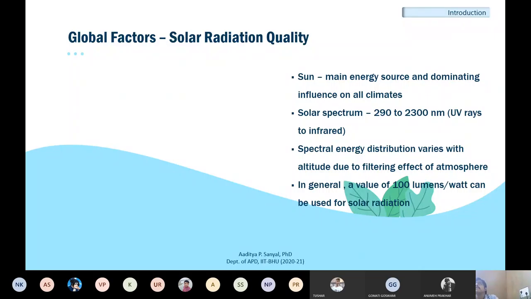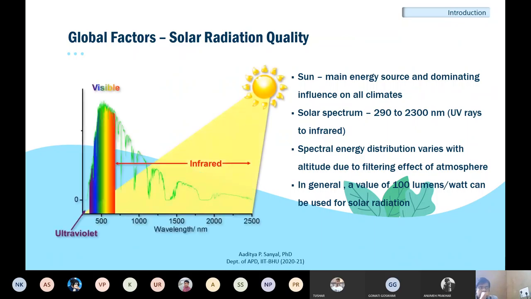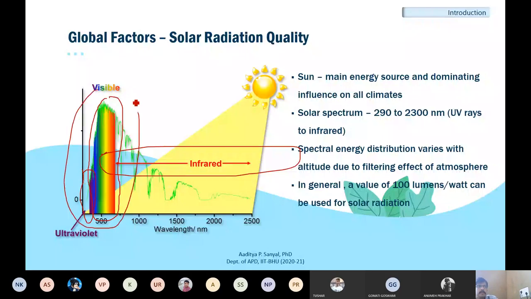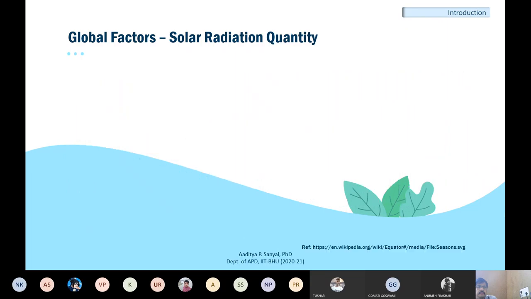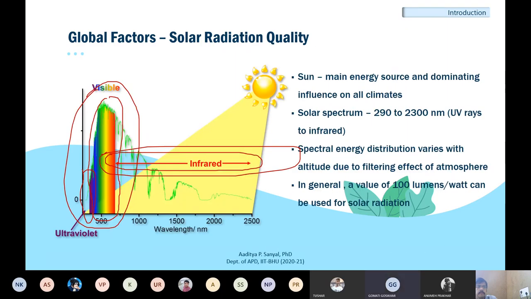And the solar spectrum, you might know, is between this range, the UV rays to the infrared. The spectral energy distribution varies with altitude due to the filtering effect of the atmosphere. In general, a value of 100 lumens per watt can be used for solar radiation. Lumens is the unit of light. So this is the visible range. Here you have the infrared and here you have the UV. The UV part is probably filtered by the ozone to a larger extent. The visible range is going to give you the visibility.